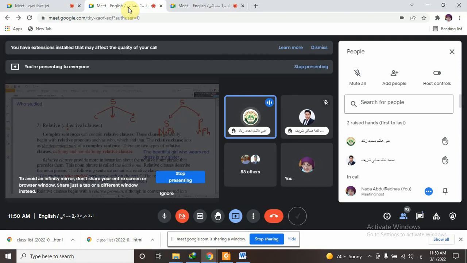So because it begins with a relative pronoun, it's considered a fragment. Why is it considered a fragment? Because it begins with a relative pronoun, who. So this is a relative pronoun. Do you have something before?